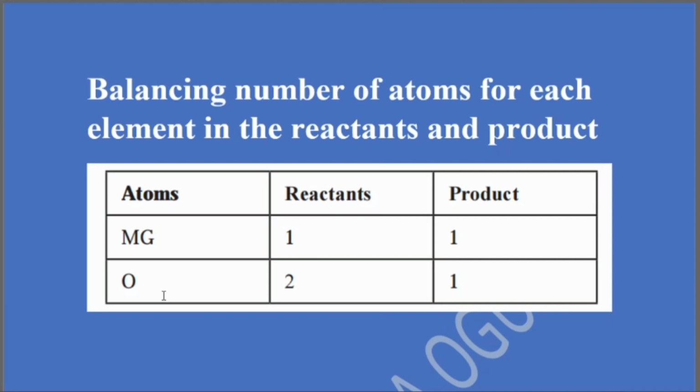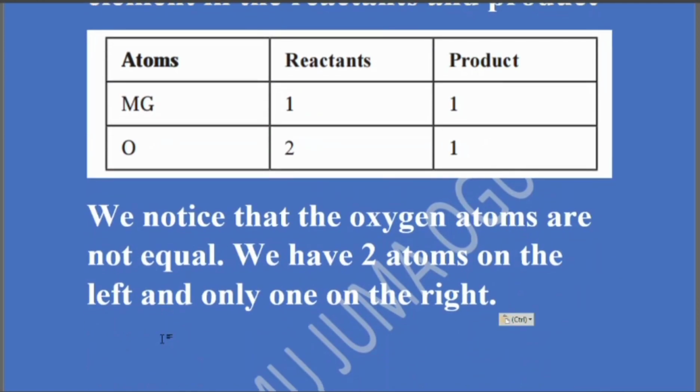So that's what we have to see to. You notice the oxygen atoms are not equal. We have 2 atoms on the left and only 1 on the right. So after having noticed that, we move to rule number 3.